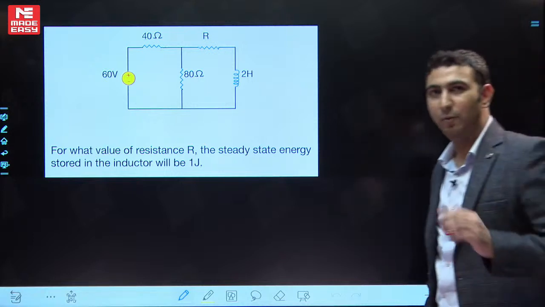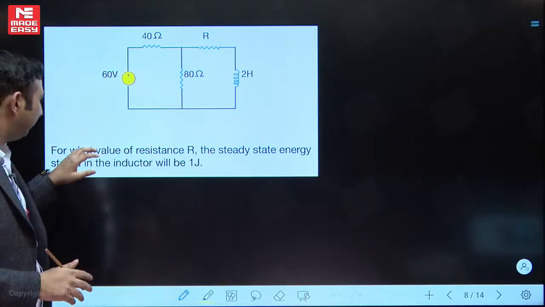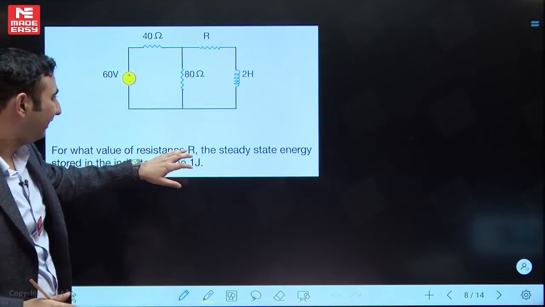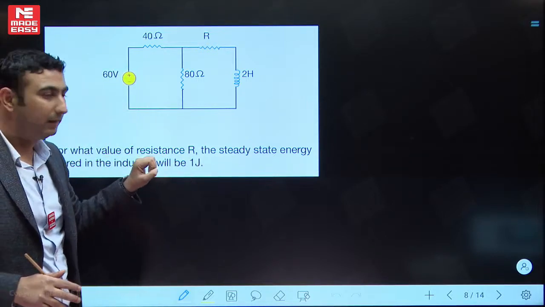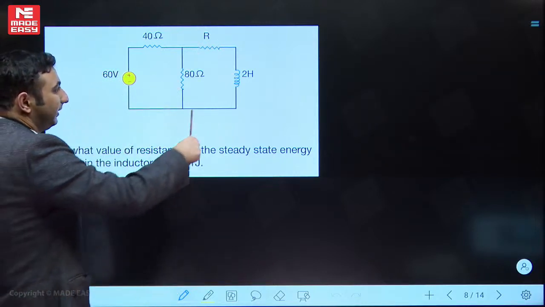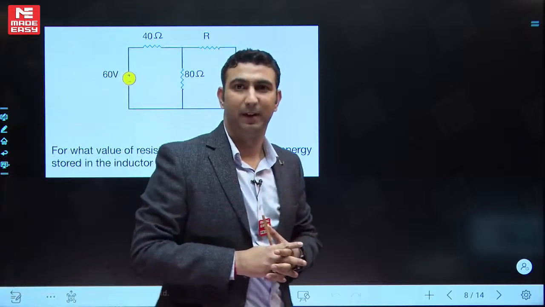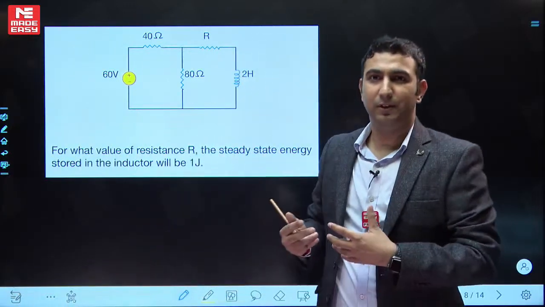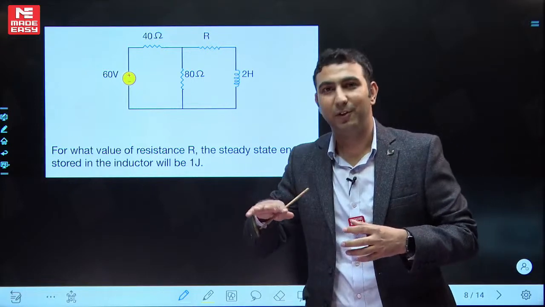Okay, let's solve the question. I hope सोच लिया होगा. चलिए देखते हैं. It's saying that for what value of resistance R, the steady state energy stored in the inductor will be 1 joule. Resistor R की किस value के लिए inductor में जो steady state energy stored है वो 1 joule होगी. See, it's a transient question, but not a straightforward question, a little bit twisted question.